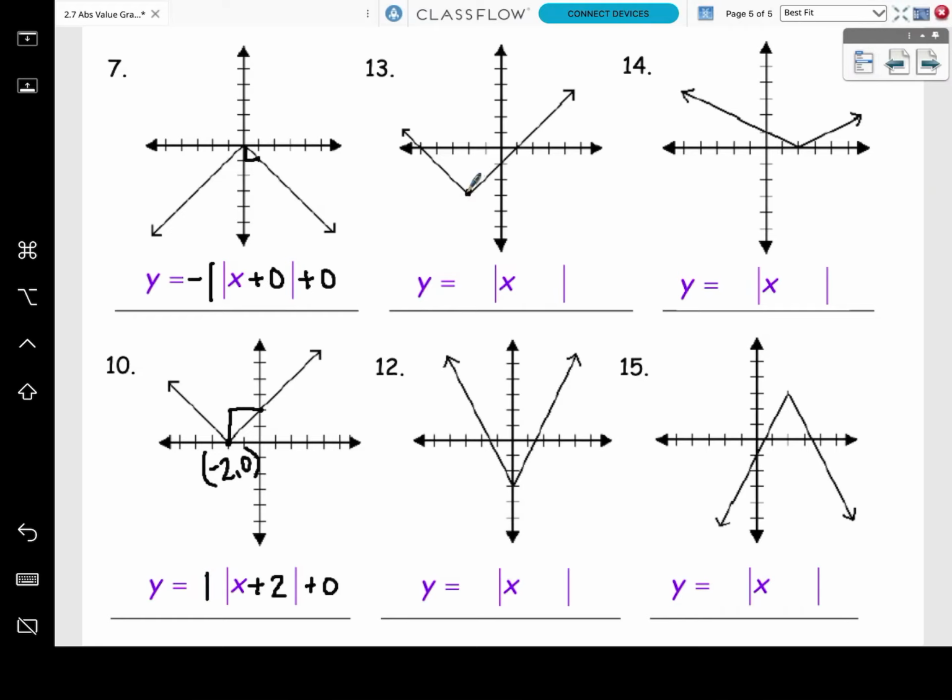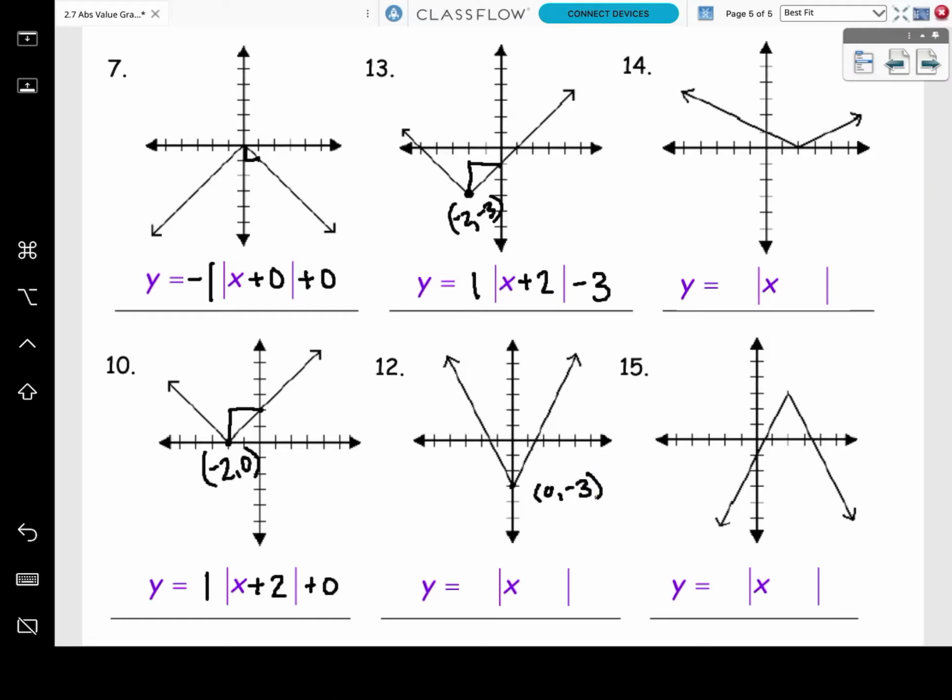13. Vertex there. So we have a vertex of -2, -3. So we want x plus 2 and minus 3 on the outside. Slope looks like up 2, right 2, so a slope of +1. All right, kind of getting the hang of this.